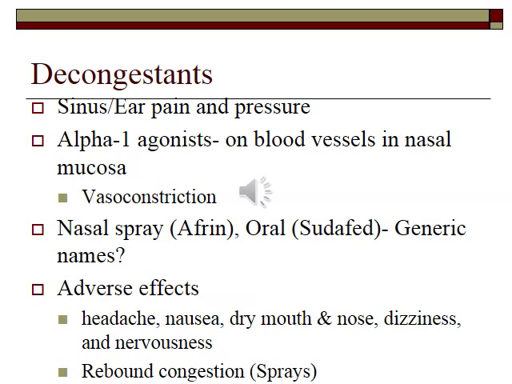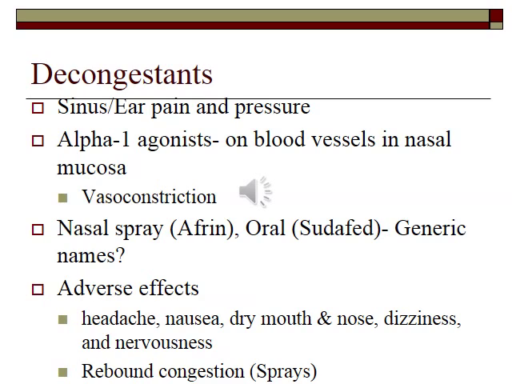So individuals with congestion, and these can be used in individuals that have both sinus and ear pain and pressure from congestion in those regions. They're alpha-1 agonists, so they work on the blood vessels in the nasal mucosa and they cause vasoconstriction. There's different ways to administer decongestants. You have your spray forms, which you'll see in Afrin, and you have your oral decongestants in Sudafed.